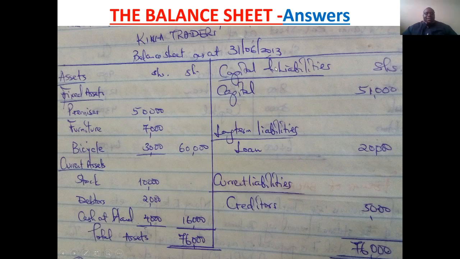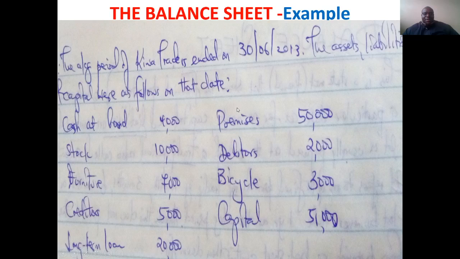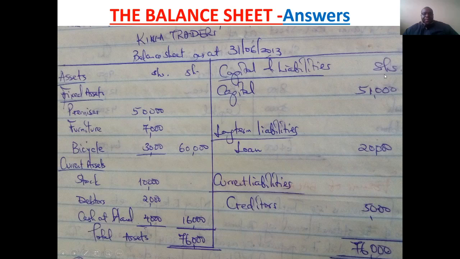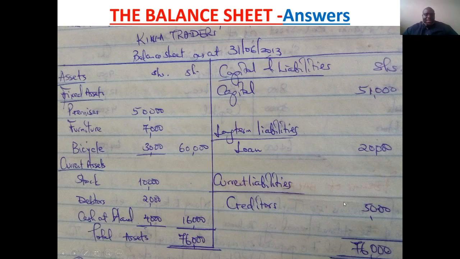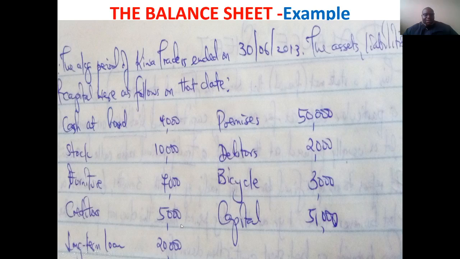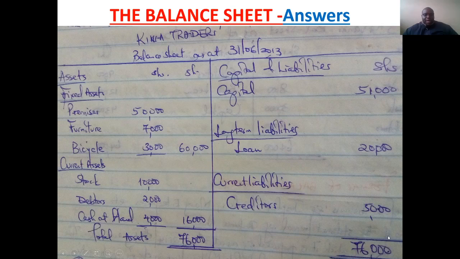Then on the opposite side, we have capital and liabilities presented. We've been given capital as 51,000. Long-term liabilities, we have a loan there of 20,000, long-term loan. We have current liabilities, we have creditors, 5,000. And the total comes back to 76,000. A balance sheet can also be presented horizontally. We will look at that later.